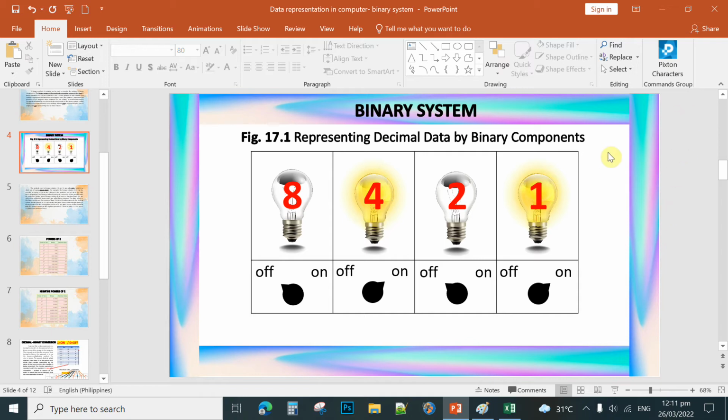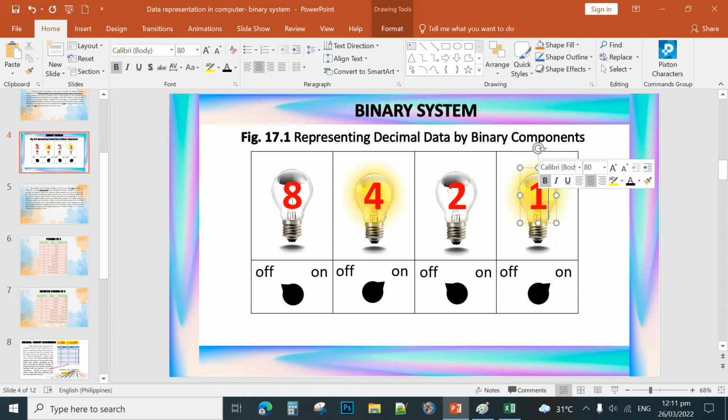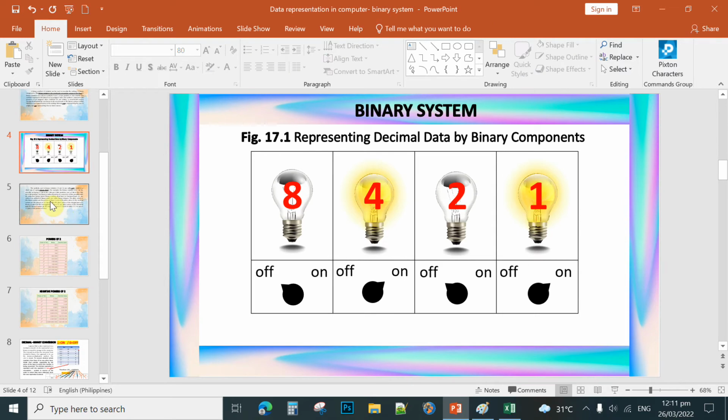So binary means to the base 2. That's why when you observe this table, the numbers are powers of 2: 1, 2, 4, 8, and so on, if the decimal number is a large number. Okay, so next.